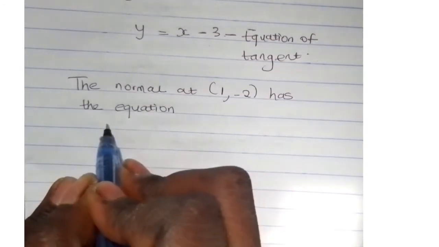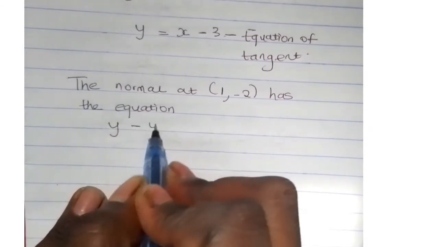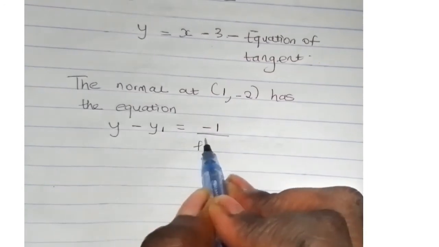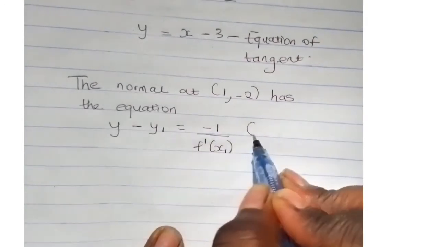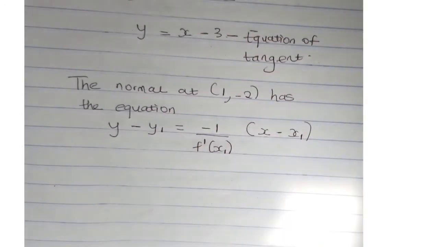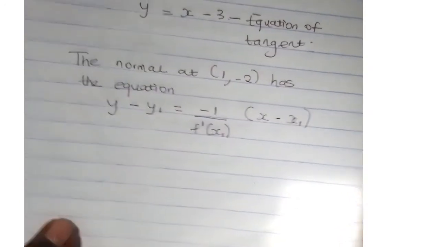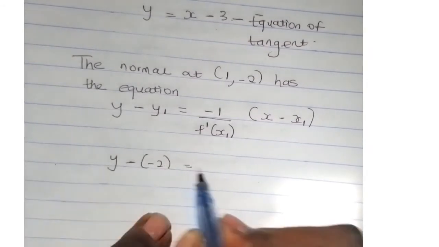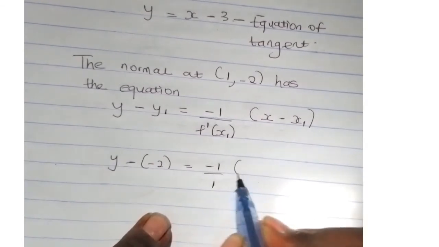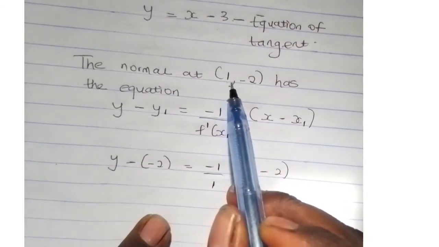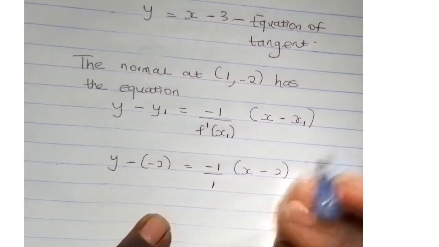so the formula for the normal is y minus y1 is equal to minus 1 over f prime of x1, into x minus x1. Now we know that our f prime of x1 is given as 1, so therefore we're going to have y minus y1, which is minus 2, into minus 1 over 1, x minus x1, because our x1 is given as 1, sorry for that.